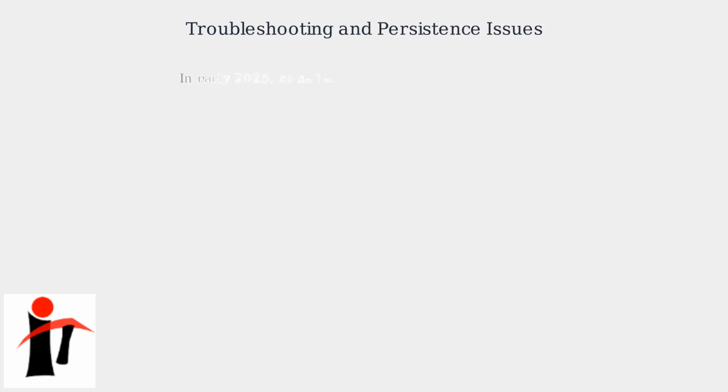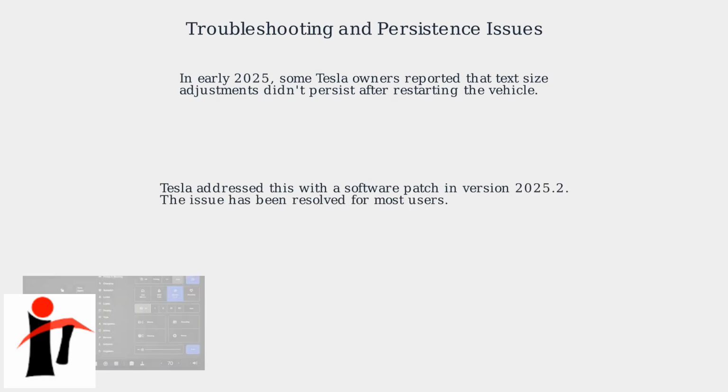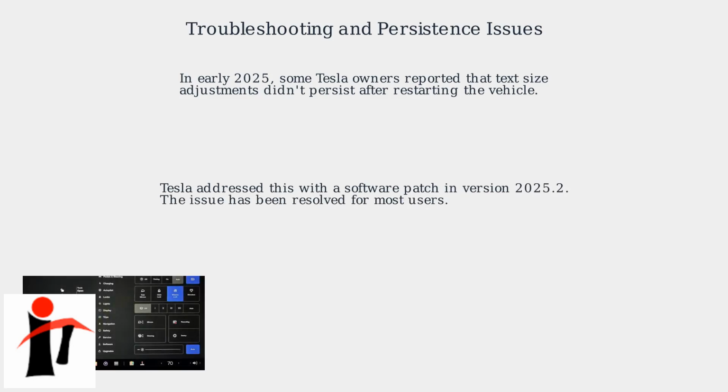In early 2025, some Tesla owners encountered an issue where text size adjustments on the center display didn't persist after restarting the vehicle. This could be frustrating if you preferred a specific text size for better readability. Fortunately, Tesla quickly addressed this issue with a software patch released in version 2025.2. This update ensures that your text size preferences are saved and restored properly after restarts. Most users no longer experience this problem.